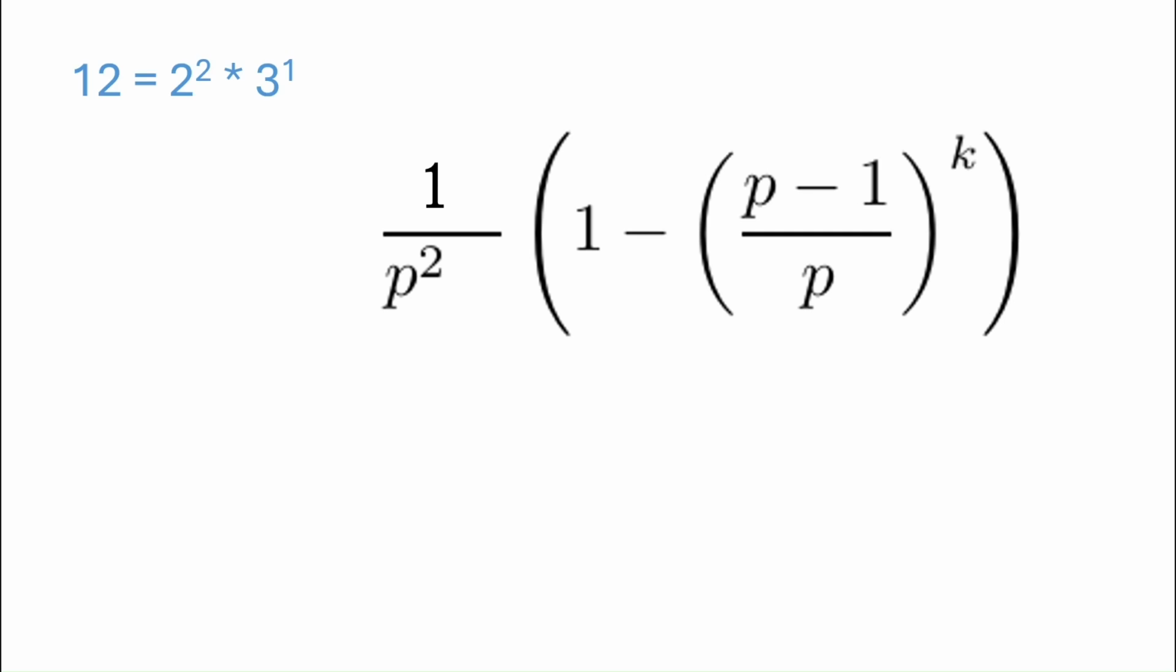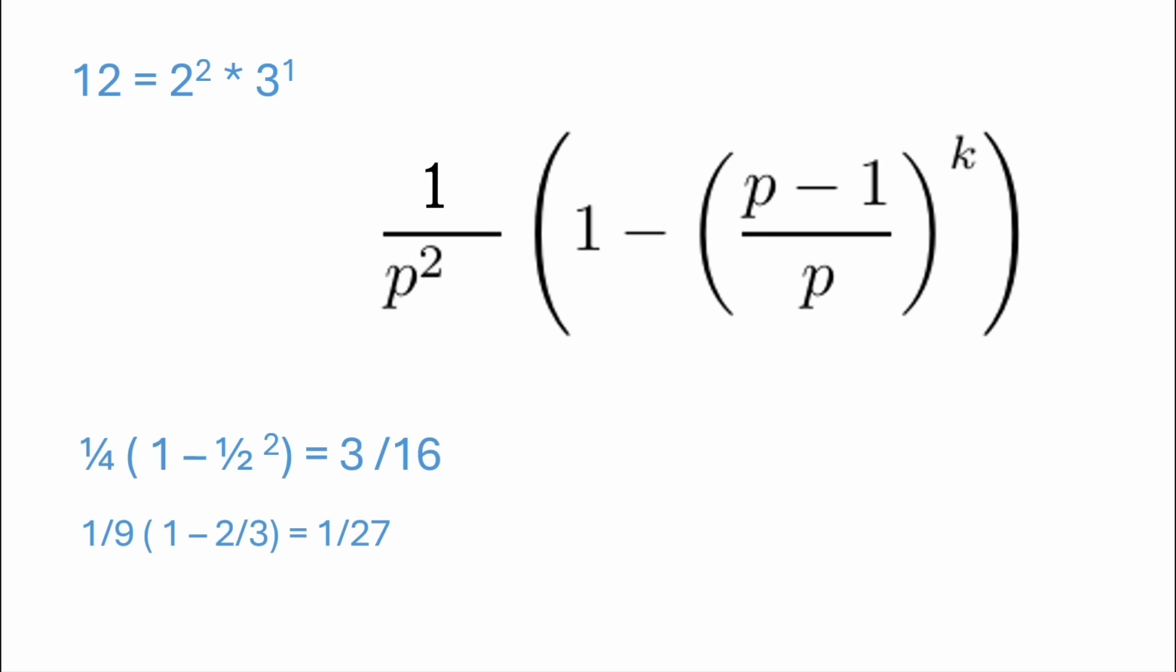Let's take the number 12. Okay, so 12 is 2 squared times 3 to the 1. So we're going to call this expression twice, basically. The first time we call it, p is 2 and k is 2. That gives us 1/4 times 1 minus 1/4, or 4/3. So 1/4 times 4/3 is 3/16.